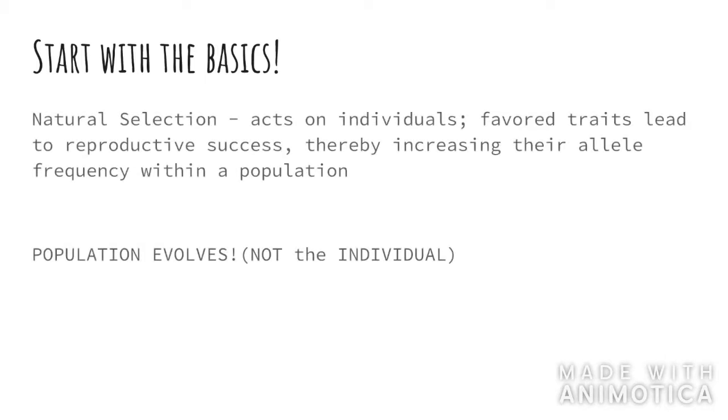Now, when thinking about adaptation and phenotypic plasticity, the best place to start is with natural selection, which acts only on individuals, and favored traits lead to reproductive success within individuals and increasing the allele frequency within a population. And it's important to note that populations evolve, not the individual.